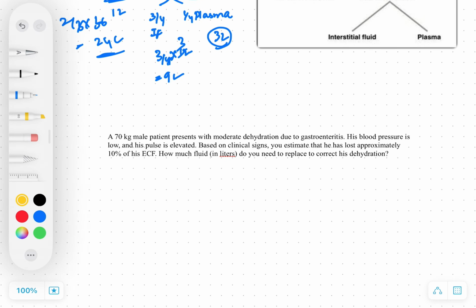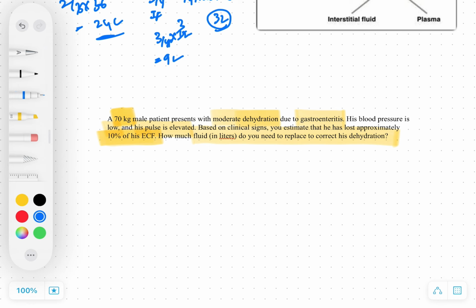We will see a clinical scenario. A 70 kilogram male patient presents with moderate dehydration due to gastroenteritis. His blood pressure is low and pulse is elevated. Based on the clinical signs, we have estimated that the loss is approximately 10% of his ECF. How much fluid do we have to replace to correct the dehydration? So we will see it.